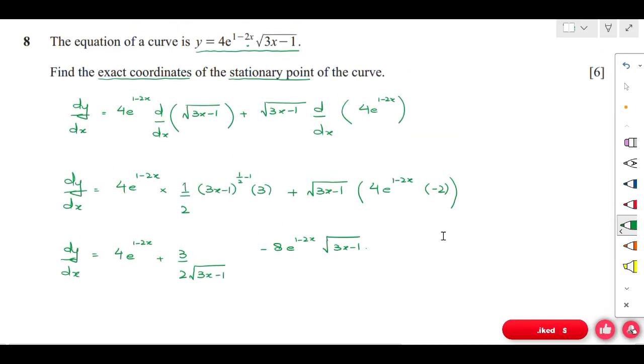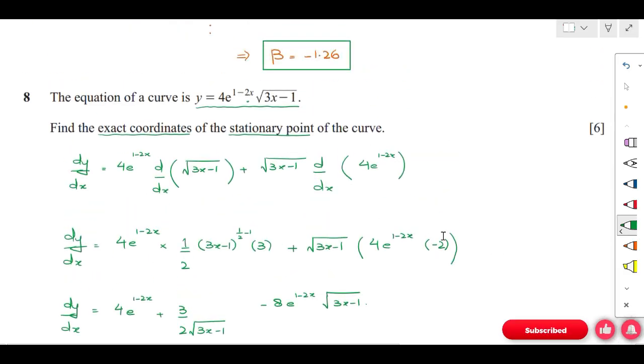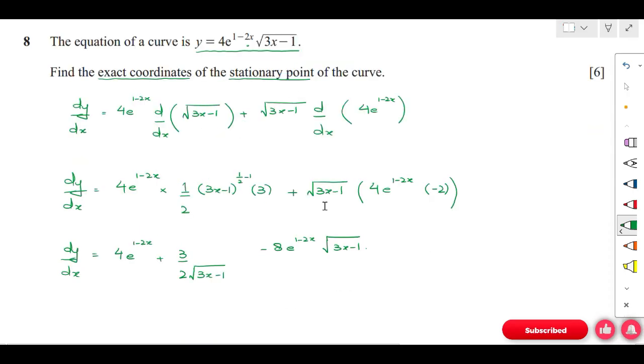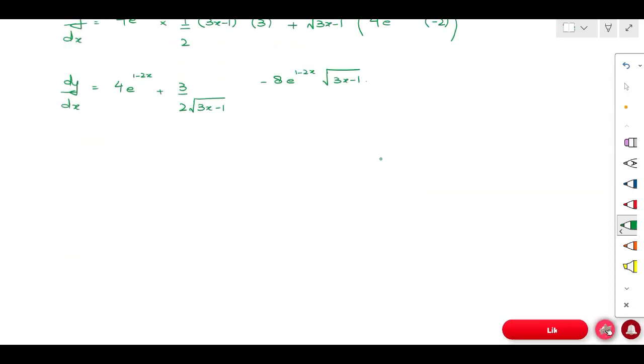Okay, now we are done with the first derivative. Now we need to put that derivative equal to 0 and solve for the exact coordinates of the stationary points. For a stationary point, we need to put the first derivative dy over dx equal to 0. This is the first derivative, put it equal to 0.